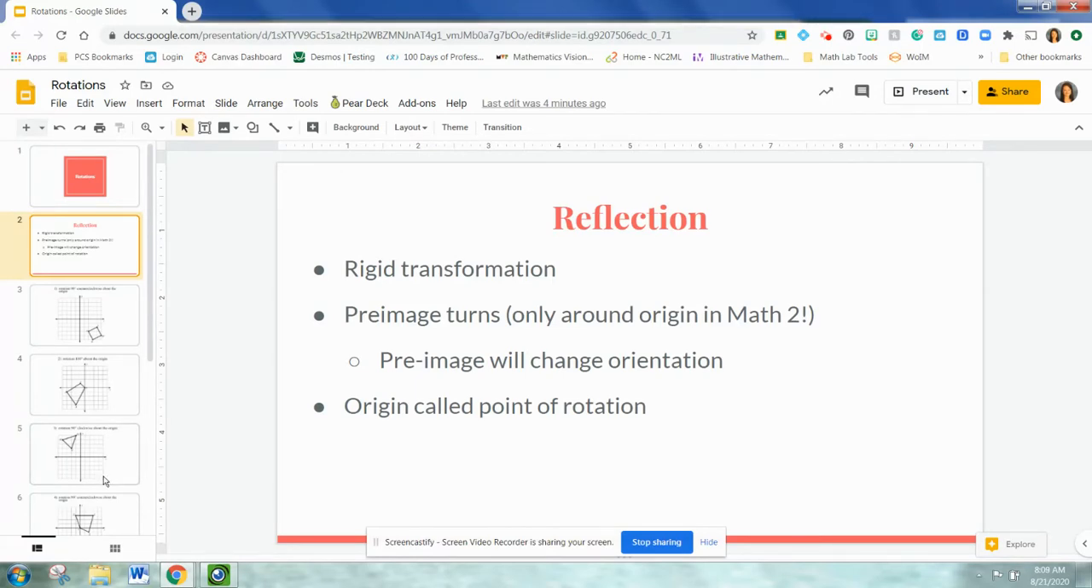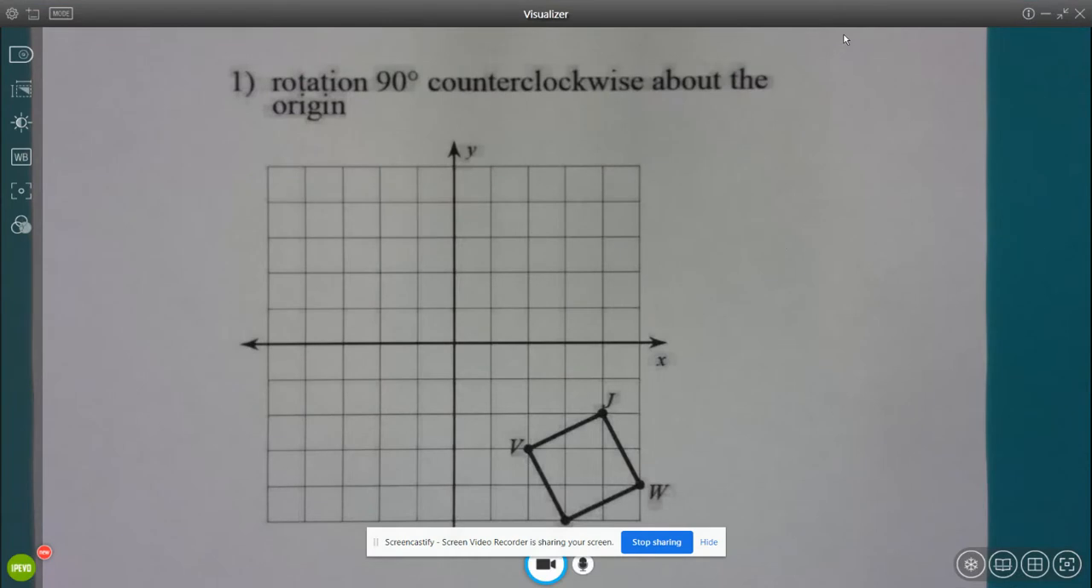And in Math 2, our center of rotation is going to be the origin. Thankfully, we don't have to worry about points other than the origin. So what we're going to do first is look at how to do these rotations. I'm going to show you two different ways that you can think about this.